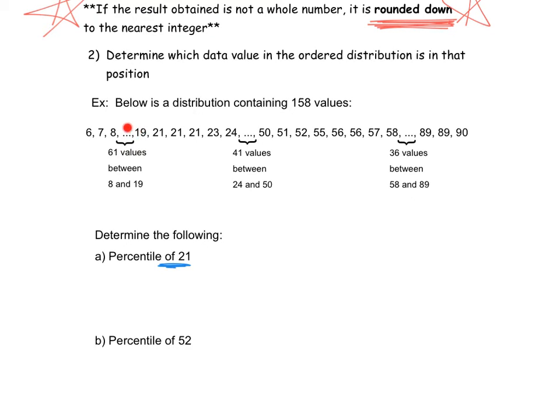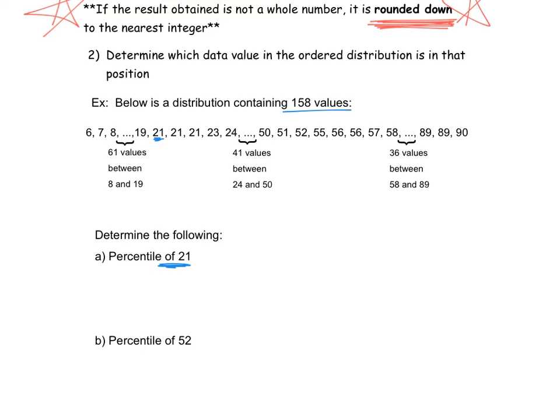This here indicates that there are 61 values between 8 and 19. We don't know what those values are, but for the problems we're going to do, we don't need to know what they are. Same thing here, in between here and here, there's 41 values, and here there's 36, to give us a total of 158. So we're going to determine the percentile of 21, which is right here.